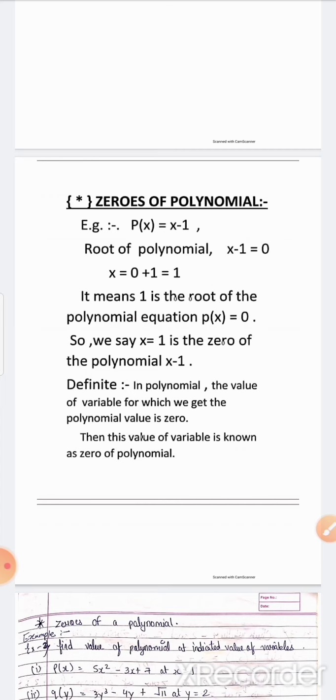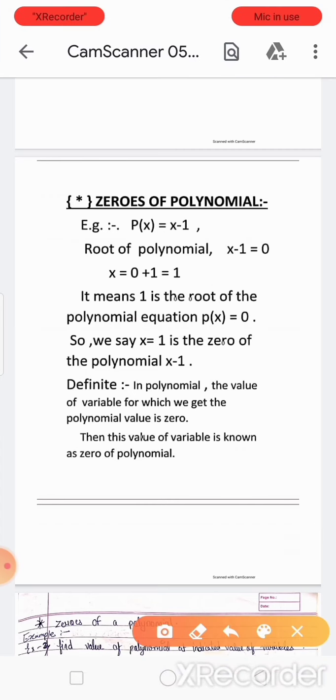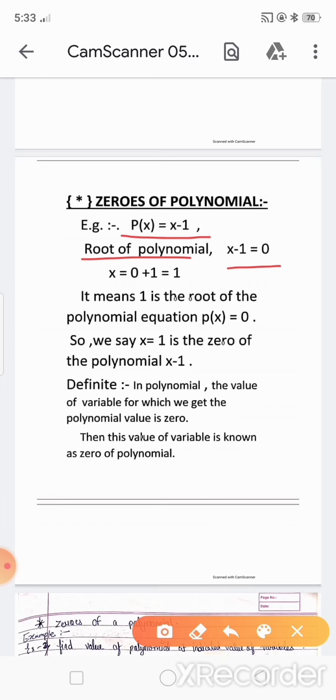Here a polynomial is given, p of x is equal to x minus 1. We have to find the zero of this polynomial. For that, first we find the root of this polynomial. For that we equate the polynomial value to 0. Equating this to 0, we find the value of the variable x. Here x minus 1 equals 0. The 1 is negative on the LHS, so it goes to the other side and becomes positive, and we get the answer x is equal to 1.